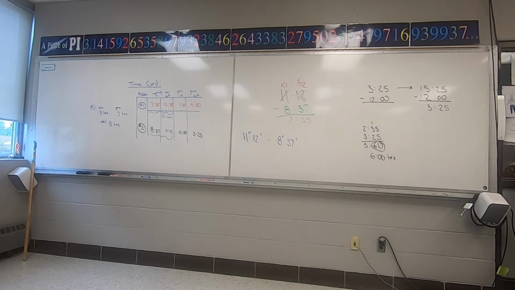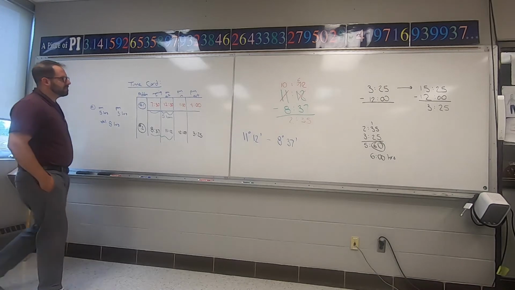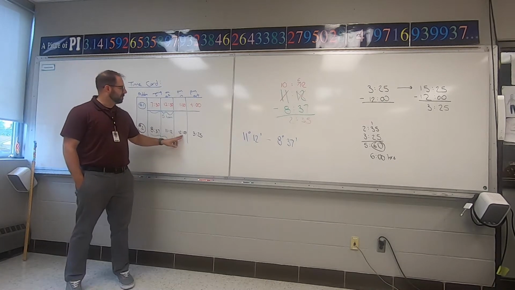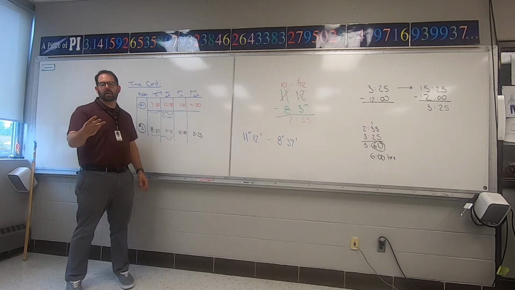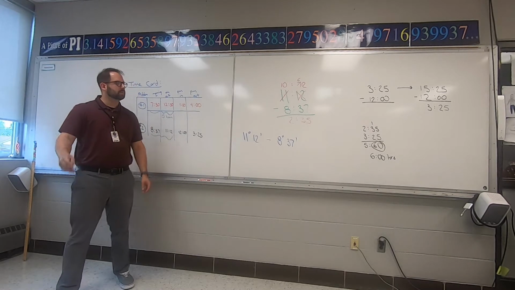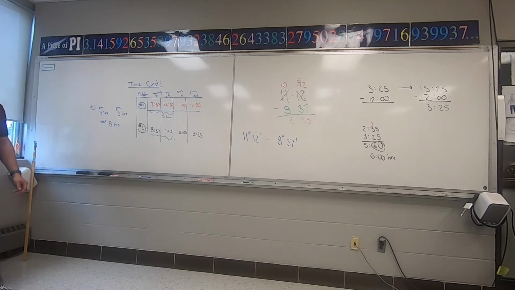All right, does that make sense what I'm doing there? Again, most people can figure out the 3 hours and 25 minutes. Noon to 1, 1 to 2, 2 to 3, and then an extra 25 minutes. So 3:25. So it makes sense for the afternoon.